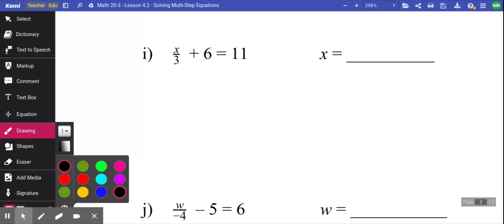What number do I have to move first? 6. You have to move addition and subtraction first. So this plus 6 has to go to the other side. You move it by doing opposite operations. So the opposite of adding 6 is subtracting 6. That leaves me with x divided by 3 equals 5.